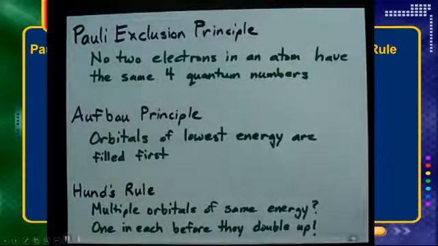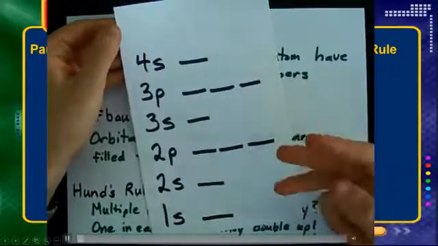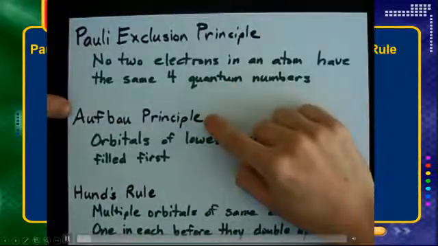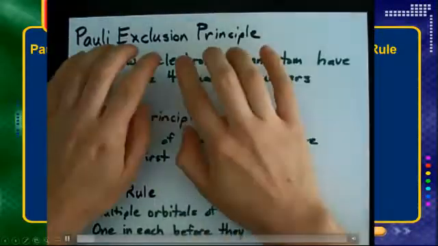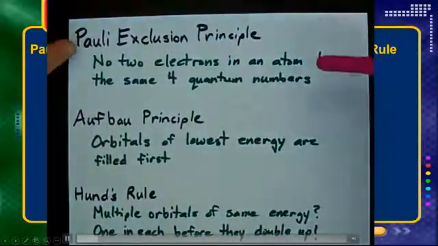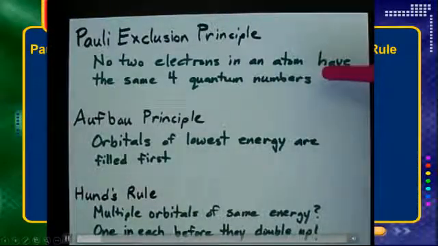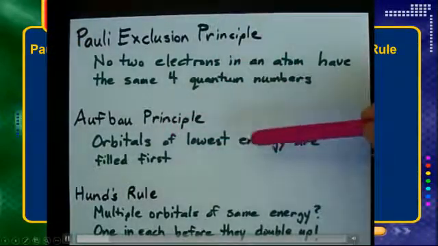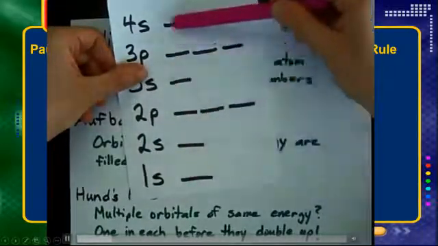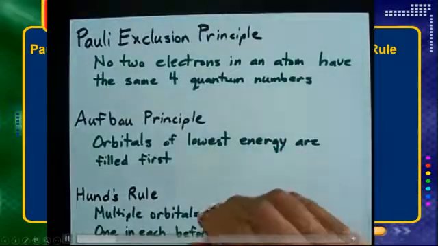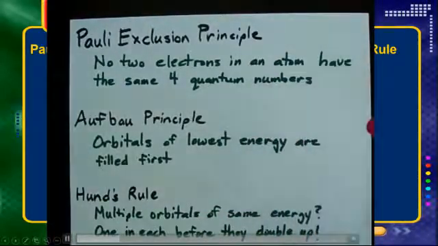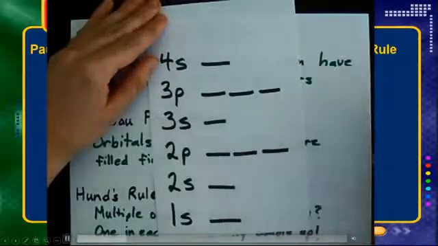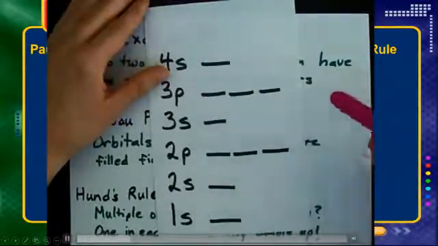When you're filling electron energy level diagrams like this one, you have to obey 3 different rules. They are the Pauli exclusion principle, the Aufbau principle, and Hund's rule. The Pauli exclusion principle says that no 2 electrons in an atom have the same 4 quantum numbers. The Aufbau principle means fill from the bottom up. Orbitals of the lowest energy are filled first, from the bottom up. And Hund's rule says that if you have multiple orbitals of the same energy, put 1 in each before they double up. In this case, P has 3 different orbitals. 1 goes in each one before you double it up.